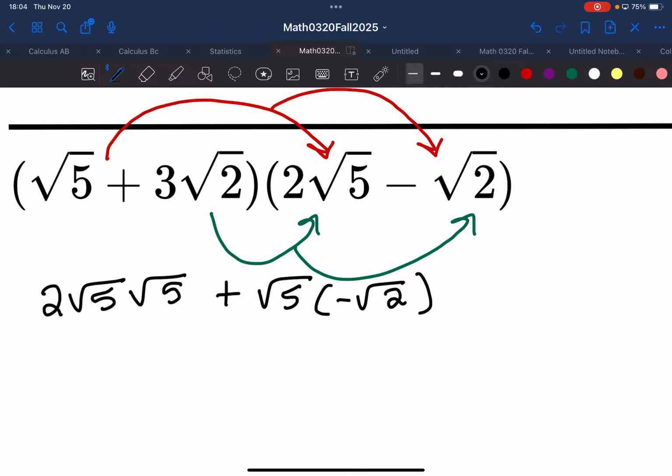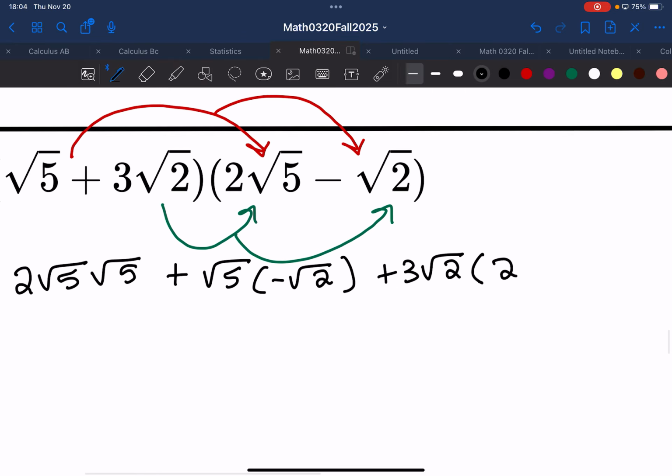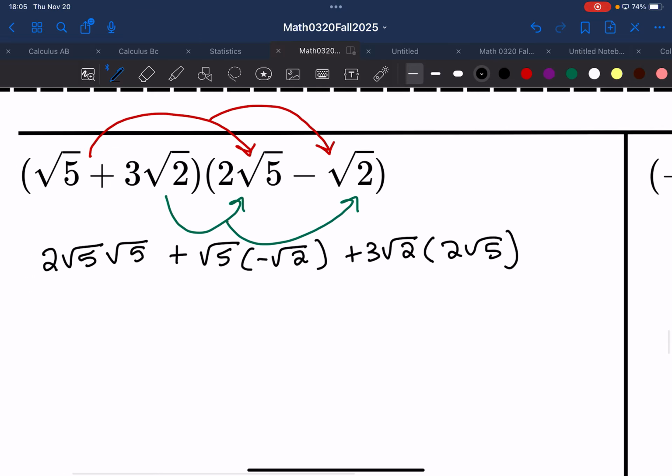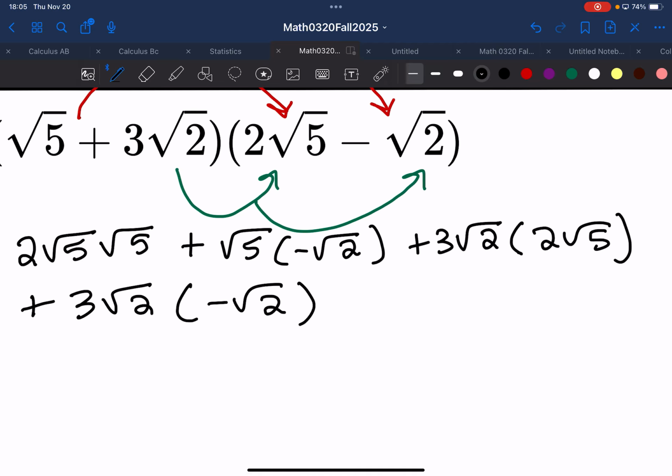Now I'm looking at the first green arrow. I have 3 square roots of 2 times 2 square roots of 5. Okay, so I'm just going to write that exactly how I said. Okay, and then the last green arrow says 3 square roots of 2 times negative square roots of 2. So this is, I'm going to go on the next line, plus 3 square roots of 2 times negative square roots of 2. Okay, so now I can go back and simplify based off my properties of multiplication.